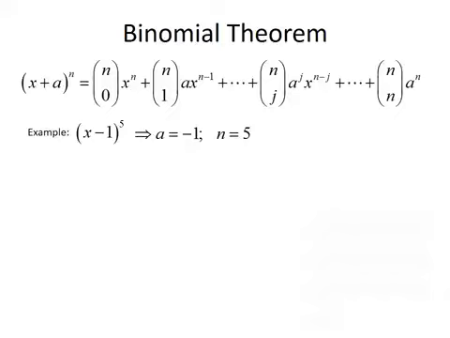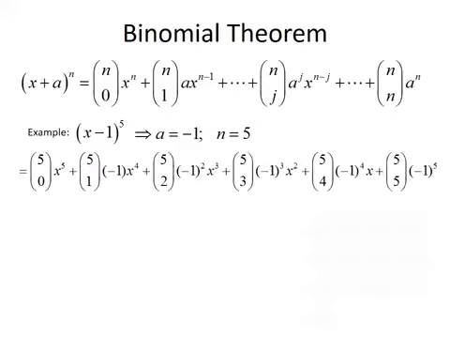So to use the binomial theorem, we're going to note that a is equal to negative 1 and n is equal to 5. If we plug these into the binomial theorem, we'll get 5 choose 0 times x to the 5th, plus 5 choose 1 times negative 1 times x to the 4th, plus 5 choose 2 times negative 1 squared times x cubed, plus 5 choose 3 times negative 1 cubed times x squared, plus 5 choose 4 times negative 1 to the 4th times x, plus 5 choose 5 times negative 1 to the 5th.